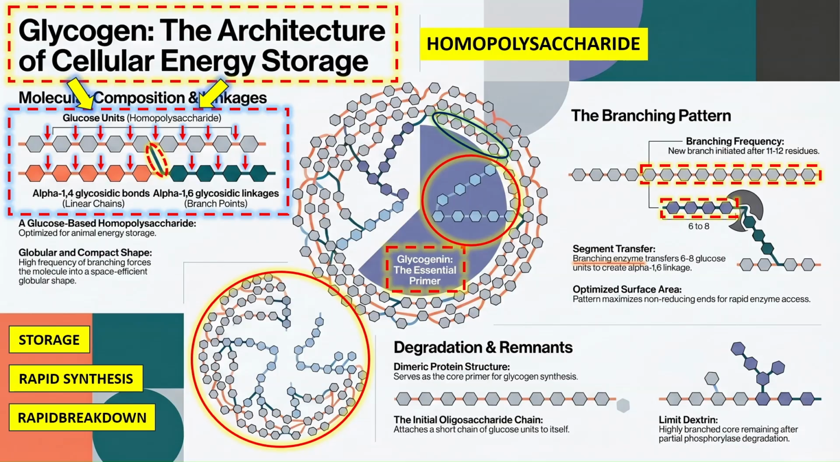Then, during glycogen breakdown, glycogen phosphorylase removes the glucose residues from the non-reducing ends. That is what we have understood so far. However, the enzyme cannot cut very close to a branch point. As a result, a small, highly branched fragment remains. That residual structure is called limit dextrin. To completely degrade the glycogen, the debranching enzyme must remove these branch points.